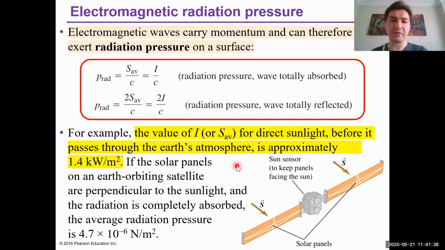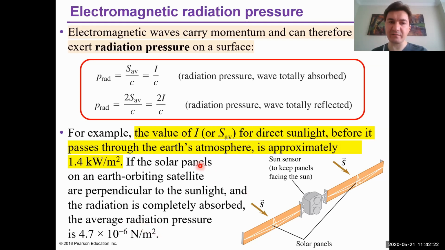Okay, so the value of the intensity I for direct sunlight in space, before it passes through the Earth's atmosphere, is approximately 1.4 kilowatt per meter squared. So if these panels are perpendicular to the incoming sunlight, the pointing vector of the sunlight, the radiation is completely absorbed by the solar panels, and the average radiation pressure is 4.7 times 10 to the minus 6 Newton per square meter.